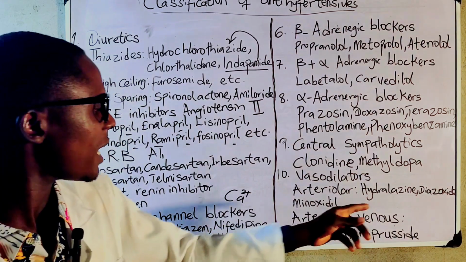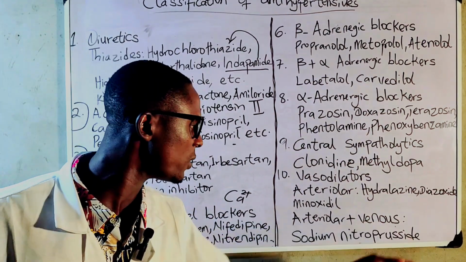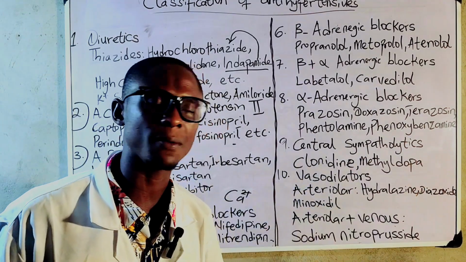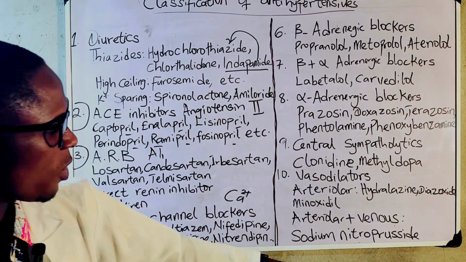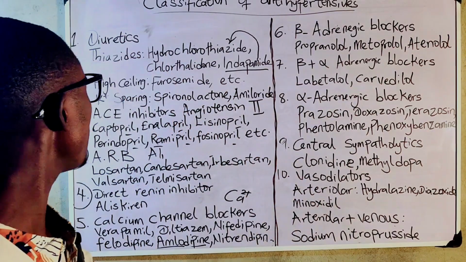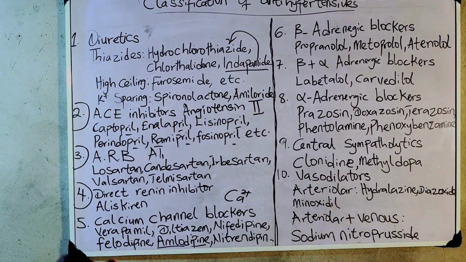Then the last but not the least is the vasodilators. We have the arteriolar and the arteriolar plus venous. Typical examples of the arteriolar are hydralazine and sodium nitroprusside. With this, we have come to the end of the classification of antihypertensives.